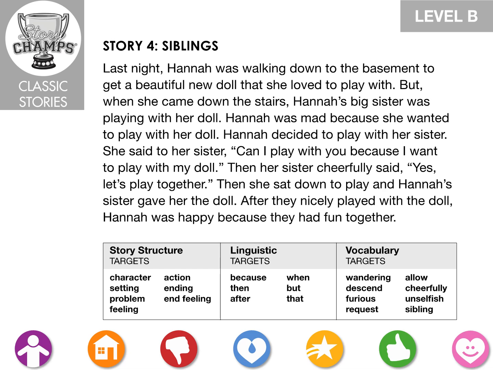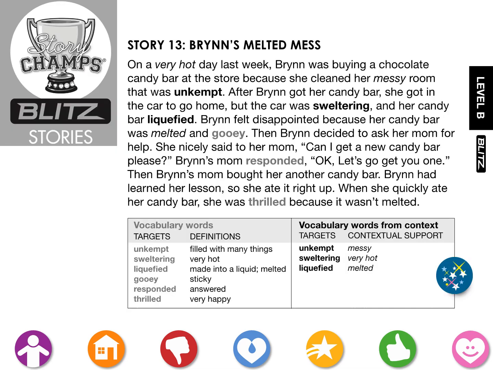the kids. Notice also that there are 2 additional story grammar icons here. There's the setting and the end feeling. This aligns with the level B story. Here's a level B story for Blitz. Okay, it's the same story structure. The icons along the bottom are character, setting, problem, feeling, action, ending, and end feeling.